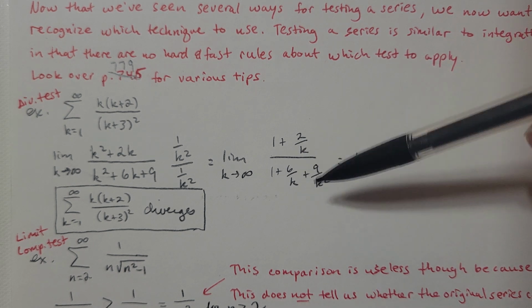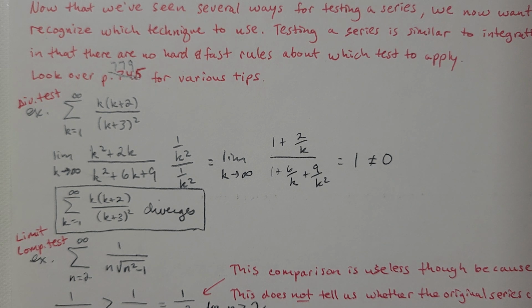Okay, these three terms here are going to go to 0 as k is approaching infinity, and so I get 1 over 1 is 1. Well, 1 is not 0, right? So that tells me that this series is going to be divergent because of the divergence test.